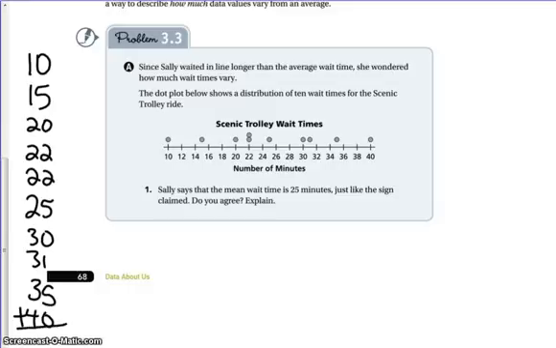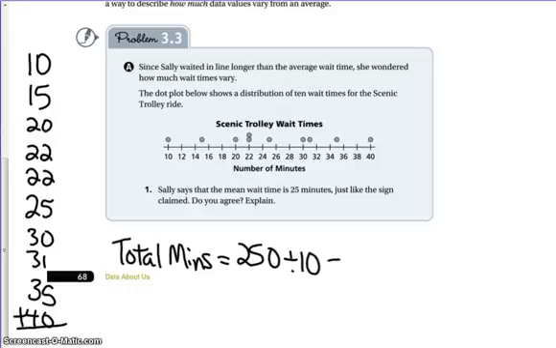So we add that information up. The total of the wait times equals 250 minutes. Now, in order to find the mean, we need to figure out the number of entry points, so we're going to count the number of dots: 1, 2, 3, 4, 5, 6, 7, 8, 9, 10. There are 10 different dots. So we take 250, divide it by 10, and our mean is 25 minutes. Okay, so we can agree that if we add all of these up and divide by how many there are, we get a mean wait time of 25 minutes as well.